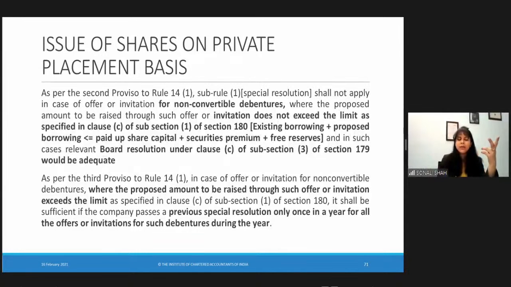For the first time, it makes an invitation to 10 people, then it makes to 20 people, then again to 5 people, then it makes to 30 people. In that case, if the special resolution has been passed once and the company is making an offer for non-convertible debenture, even though it exceeds the limit, then passing special resolution only once a year is enough. Is this correct? Is this clear?